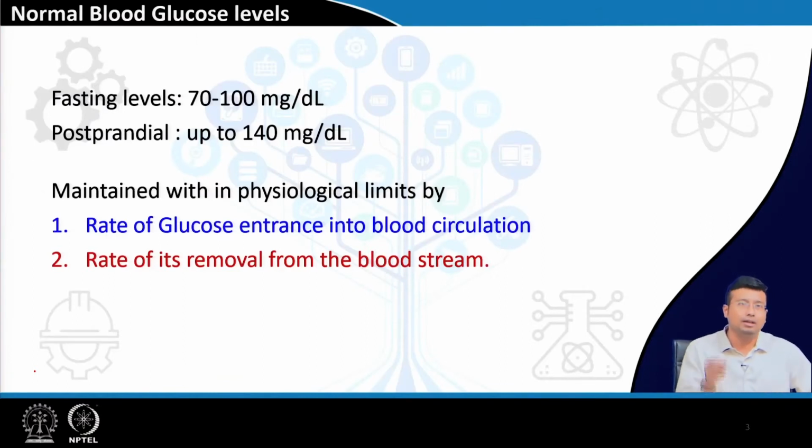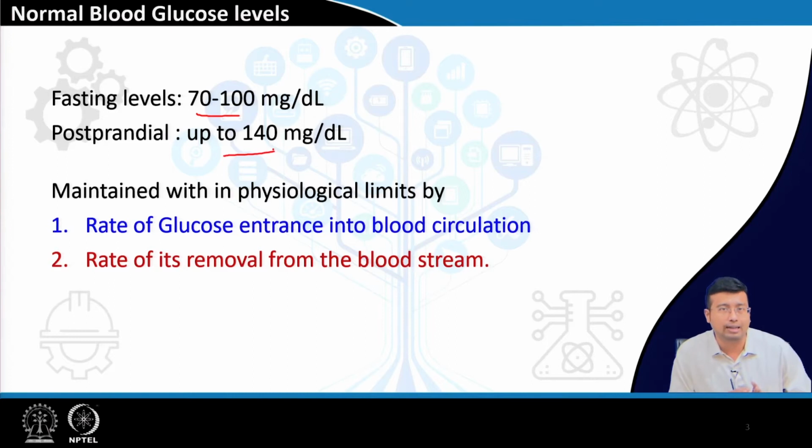So, first things first, for this class you should know that the normal level of blood glucose in fasting is 70 to 100 mg per dl, and for postprandial, that is 2 hours after meal, the normal blood glucose level is up to 142. It is generally 70 to 140, unit is milligram per dl.